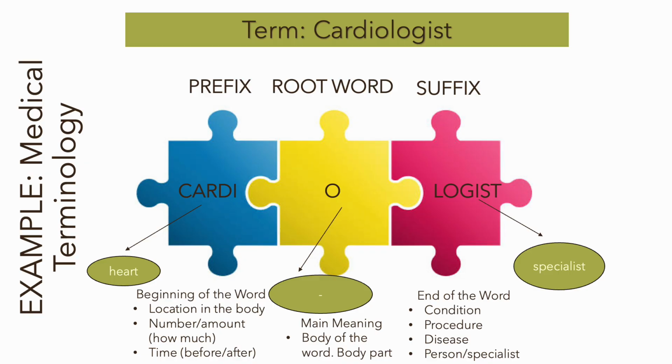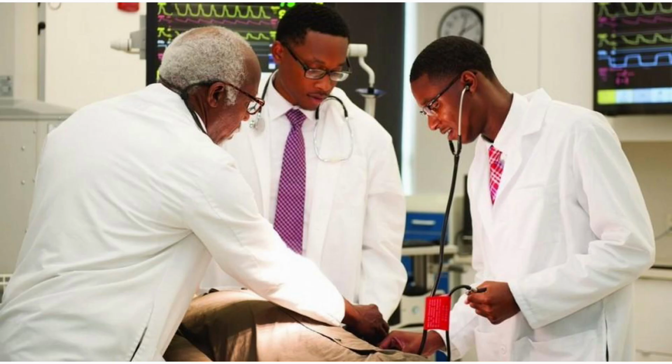Logist, what did we say logist was? That's the specialist, the person, right? So a cardiologist is a person or specialist who treats what? The heart, right? A cardiologist, a person who treats the heart, or a doctor. And so here are some examples. You see these doctors who are treating the heart of their patient. They are then cardiologists. That's their profession.